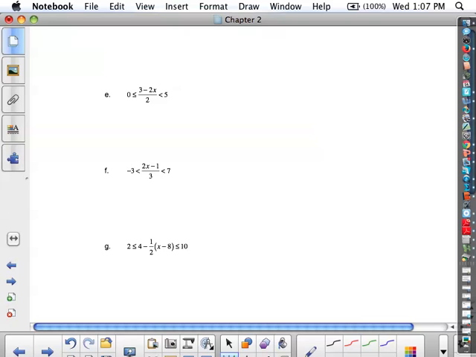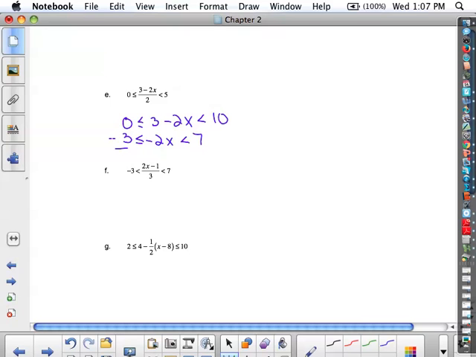Okay, let's take a look at the next one, E. Again, I'm going to multiply each region by 2. So that's going to give me 0 is less than or equal to 3 minus 2x, which is less than 10. Solving for x, I have to isolate the term 2x, so I'm going to subtract 3 from each region.